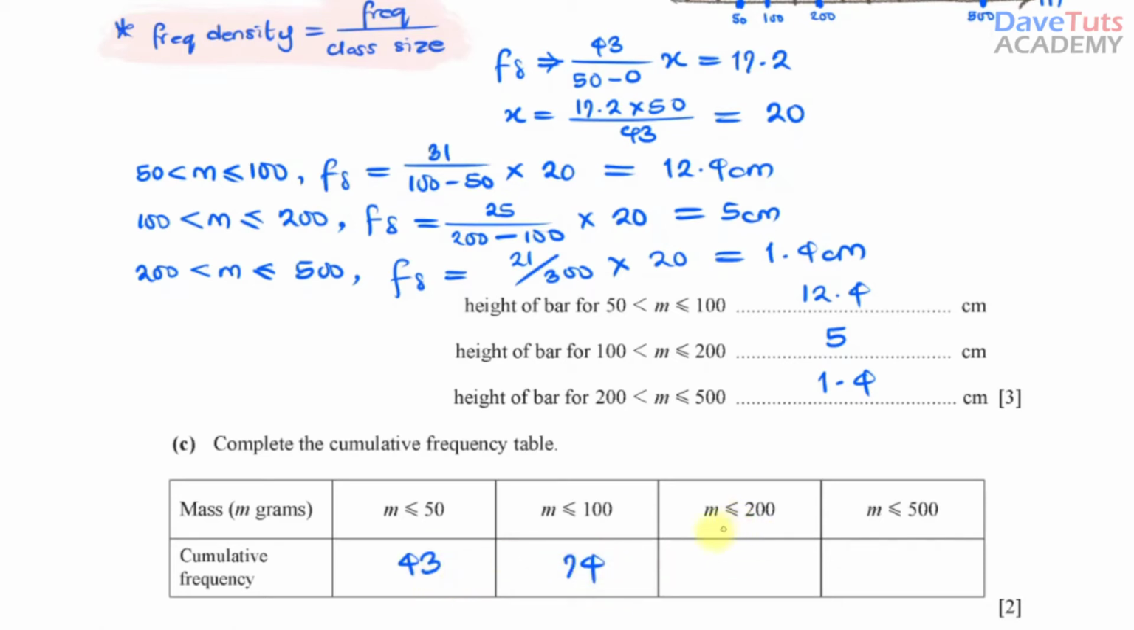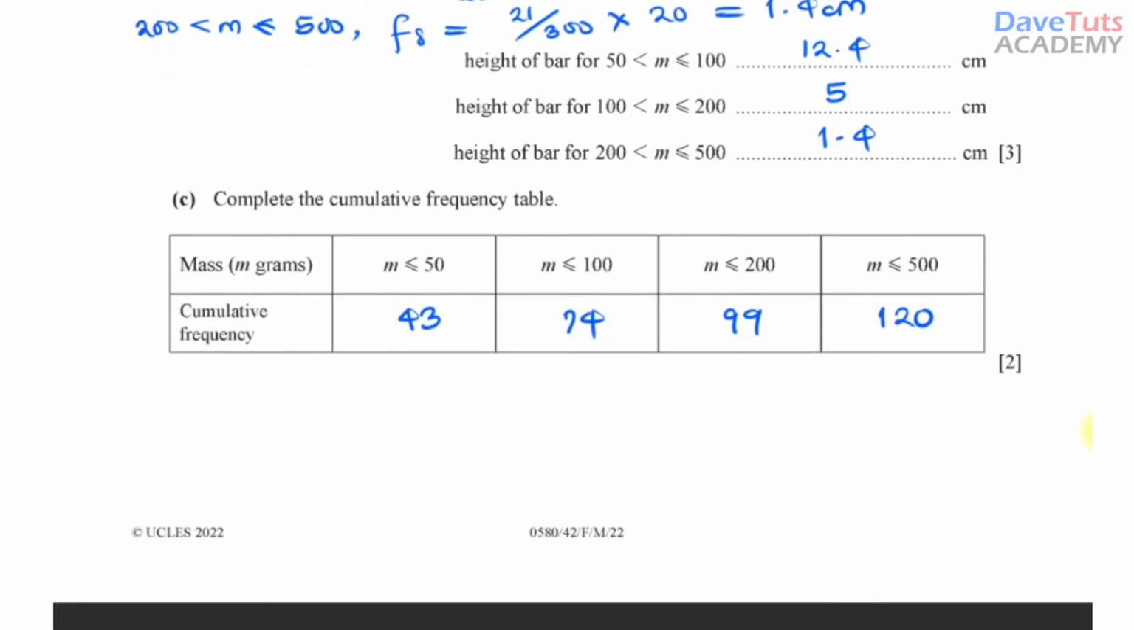In the third case, we need to add 74 to the frequency of this third data set. So that will be 74 plus 25, and that is going to give us 99. And then in the last case, we are going to still add 99 to the frequency of that last data set. That will be 99 plus 21 as the frequency in this last case, and that will be like 100 plus 20, that will be 120. So this is our cumulative frequency table, and then we can see what we are going to still work with.